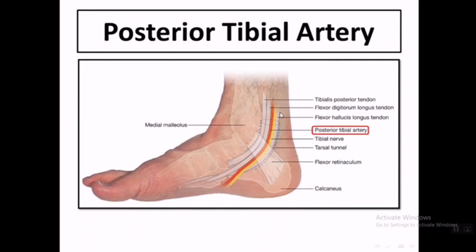Here we can see the posterior tibial artery passing under the flexor retinaculum, situated between the tendon of flexor digitorum longus and the flexor hallucis longus, and we can feel the pulse of this artery between the tip of the medial malleolus and the tip of the calcaneum bone.